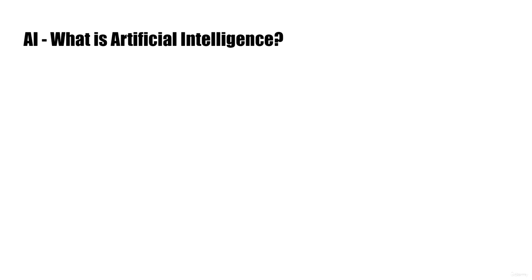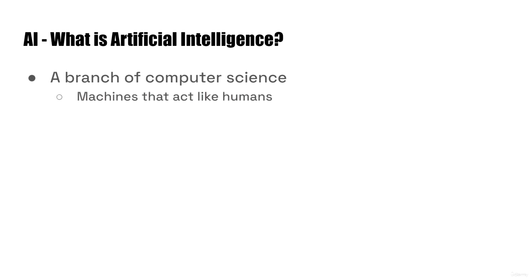Hello and welcome back. In this video, we're going to talk about artificial intelligence and in particular, how we can create artificial intelligence in Unreal Engine. So first, we're going to talk about what artificial intelligence is. What is AI? AI is a branch of computer science, and it's dedicated to creating machines that act like humans.